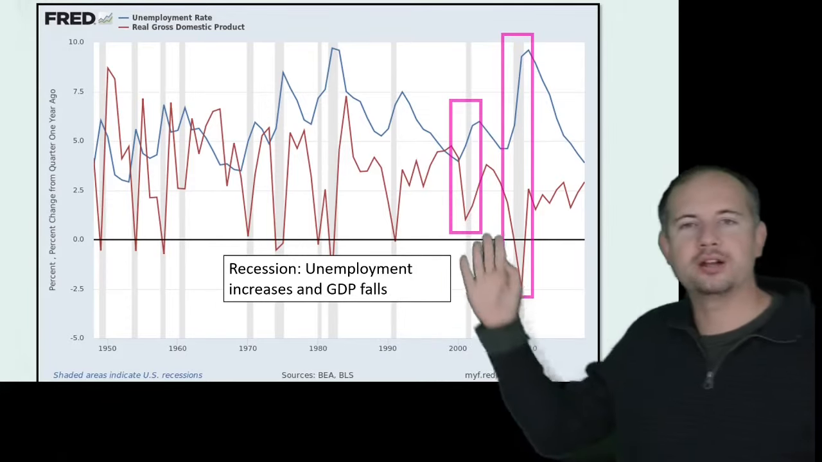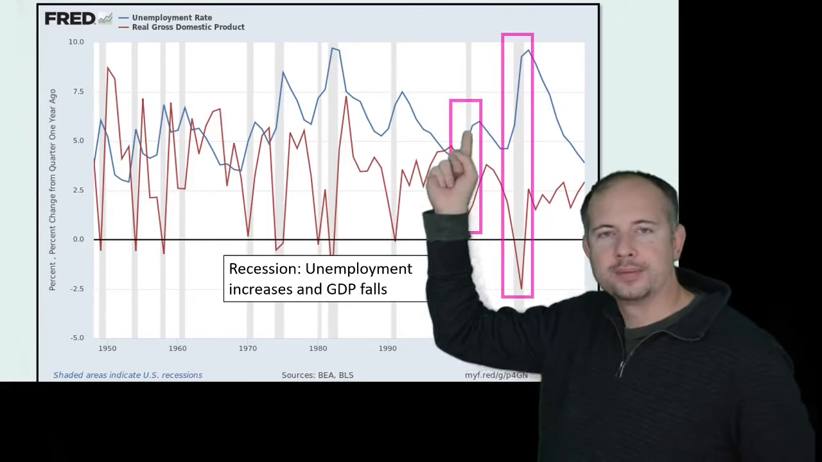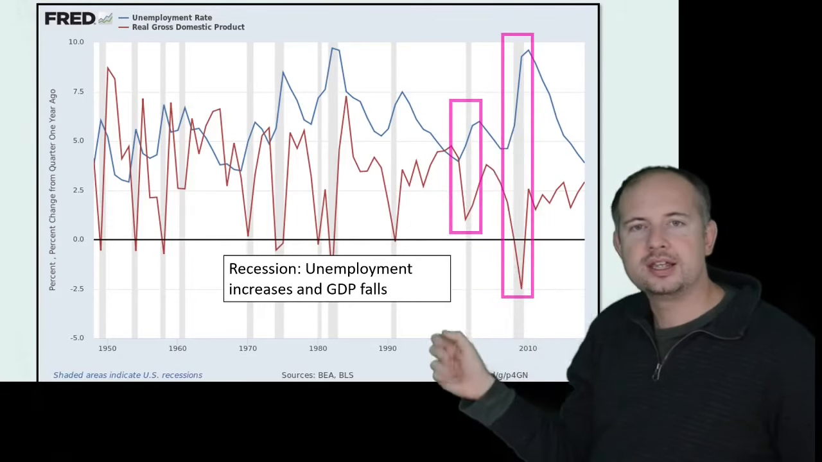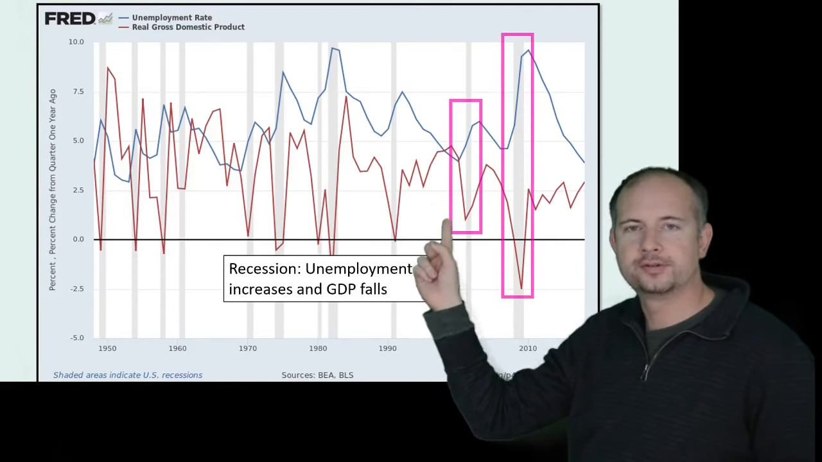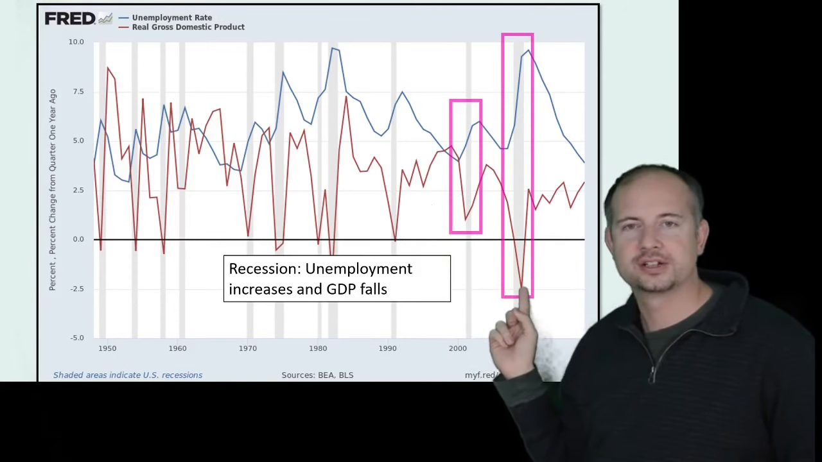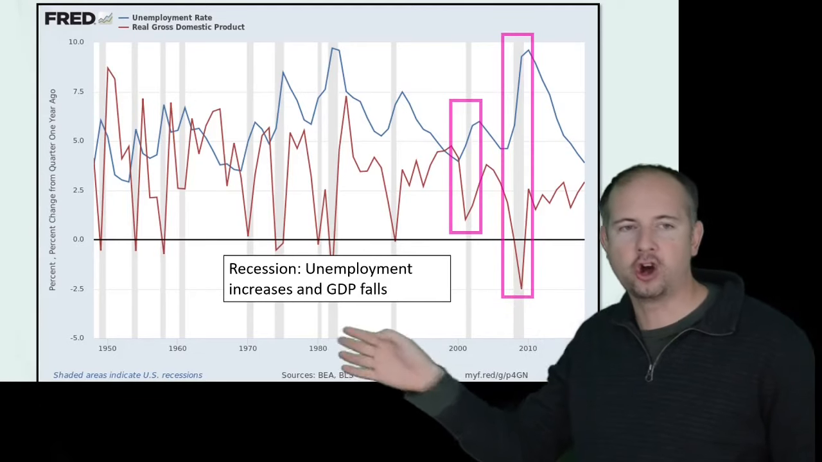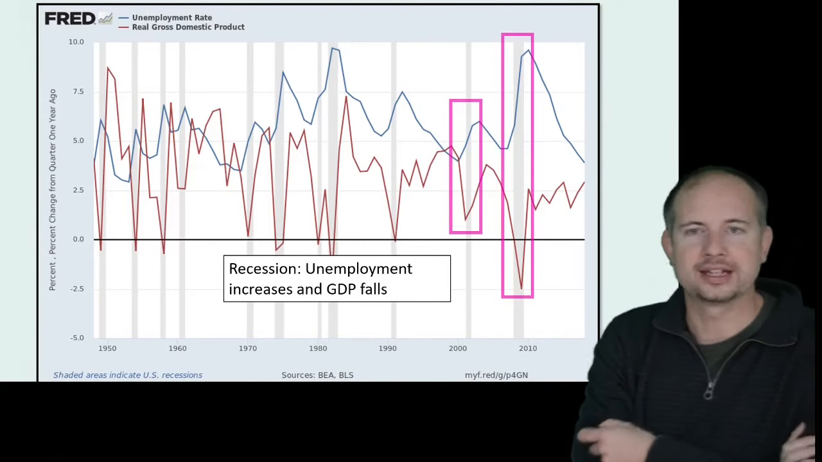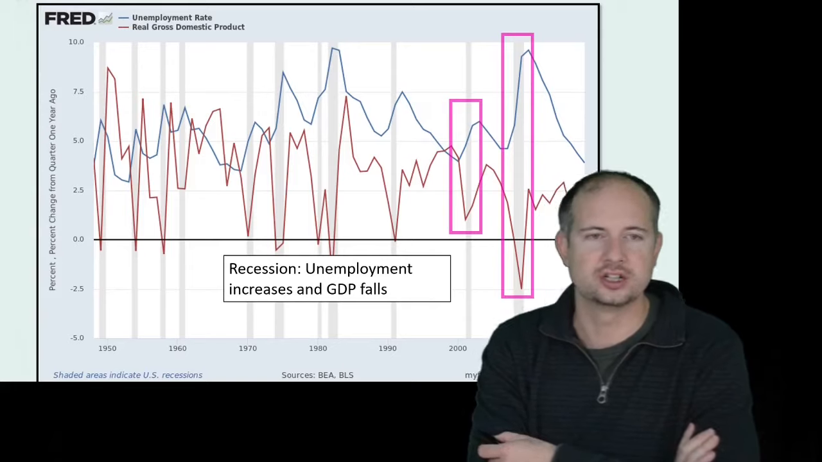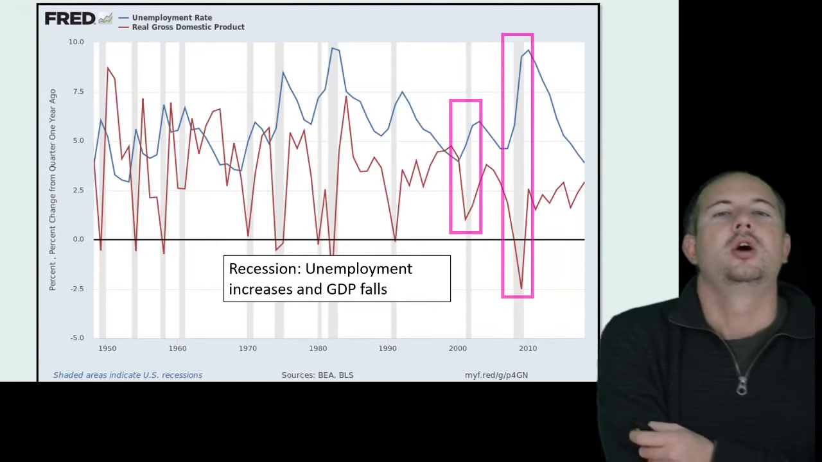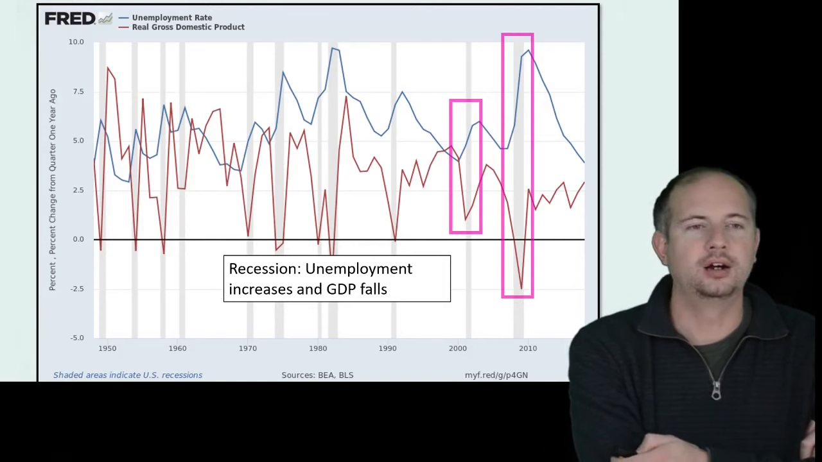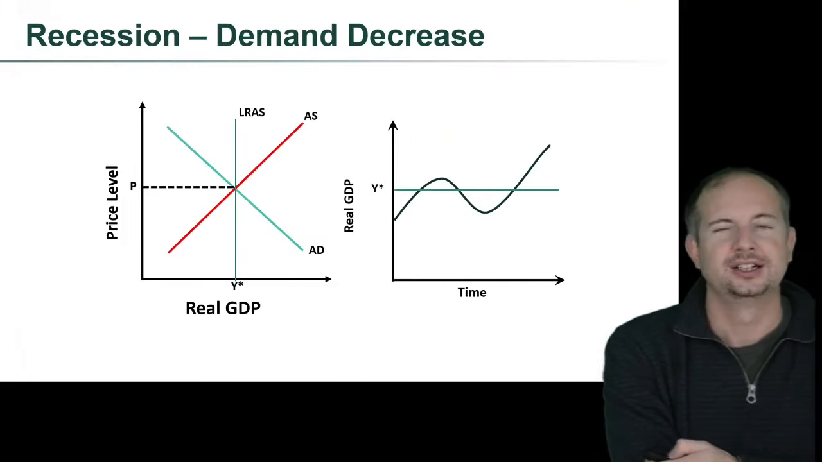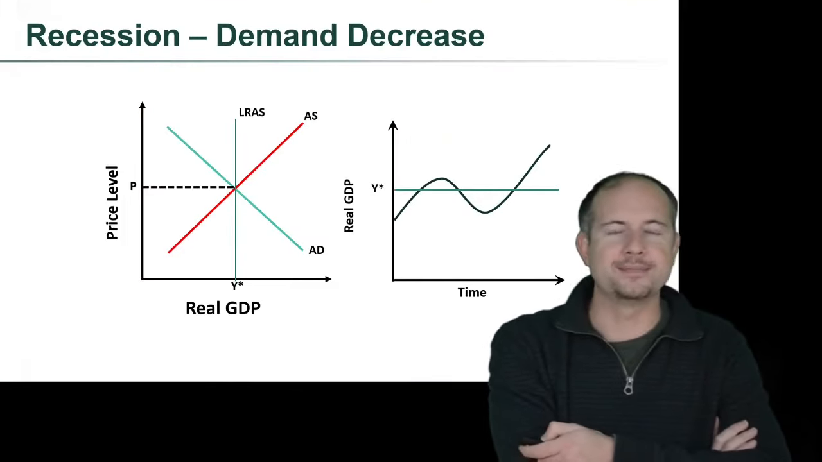What happened? Well, the blue line is unemployment. Notice how much it went up. The red line is GDP growth, and so GDP growth was very low. At this point, it was actually negative, so we see a fall in GDP. Unemployment increases and GDP falls. What does that look like in terms of what we've learned about today? Well, that we could think about as a demand decrease.